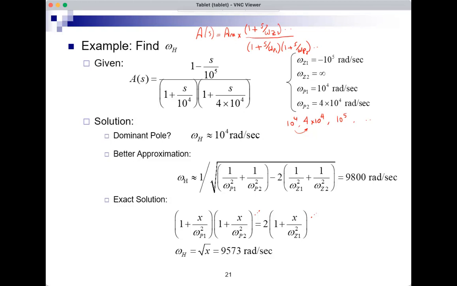So the dominant pole approximation gives me 10,000. This is almost 9.6 thousand, and the approximation in the middle is 9.8 thousand. So all the answers are pretty close to each other. And if I want to just find the value of the bandwidth very, very quickly, then I'll just stop at the dominant pole and say, well, that's almost 10,000. And the exact is probably few percent away from that. The error is just few percent, 4 or 5%.